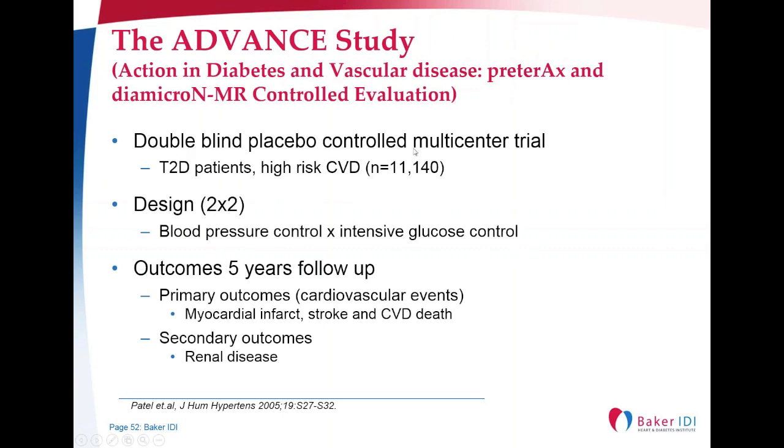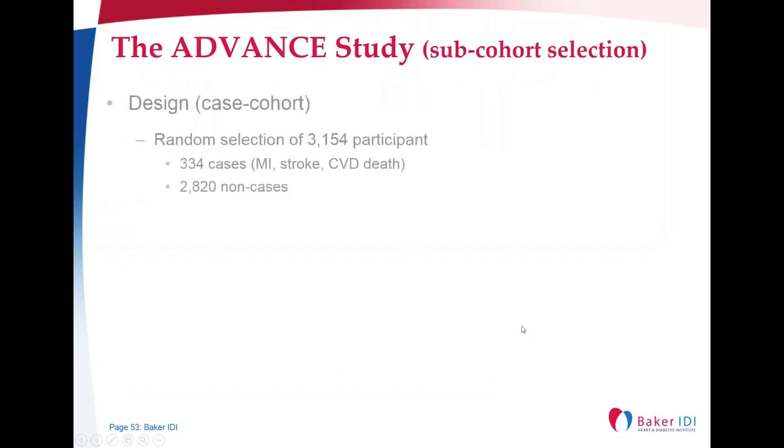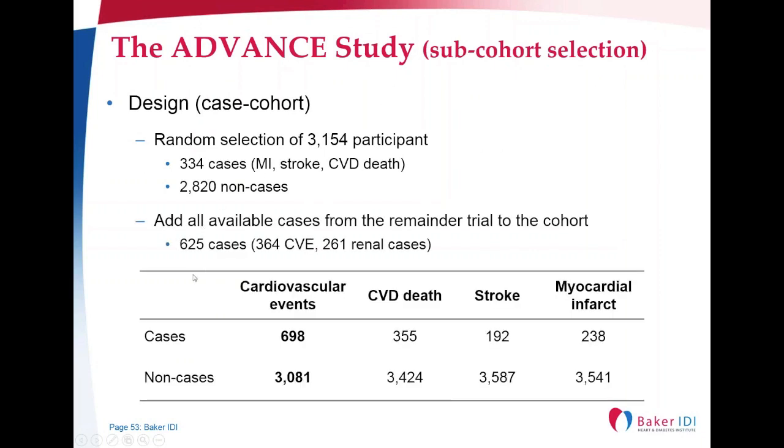So again, another double-blind placebo-controlled study, 11,000 participants, all type 2 diabetic patients. These were the interventions that we used in this 2x2 design. The outcomes were the same, so the primary outcome was 5-year follow-up for cardiovascular events, including MI, stroke, and cardiovascular death. Again, we didn't analyse all 11,000 participants, but we had just over 3,000 participants selected at random, which gave us about 330 cases of MI, stroke, and CVD death. And then we enriched this sub-cohort with all the other available cases from the rest of the trial, which were a further 360 cardiovascular events. That gave us a final cohort of about 3,800 participants and about 700 cases.